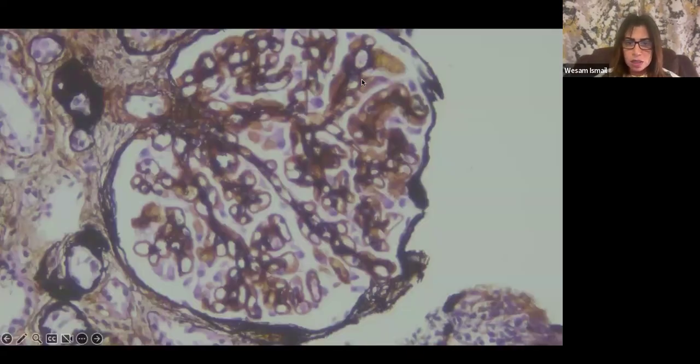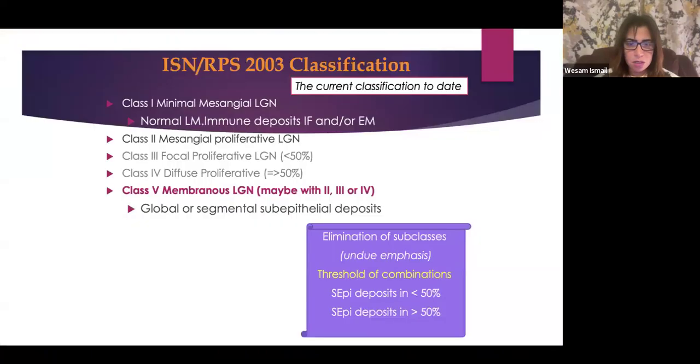Also, this is membranous, as you can see, a very regular membranous in the silver stain with spikes and so on. It's still class 5, and it could still be primary membranous. It all looks the same.